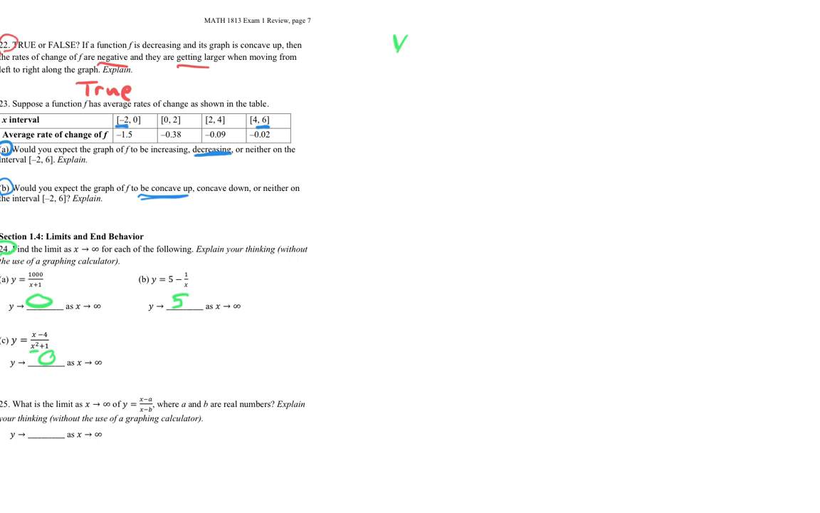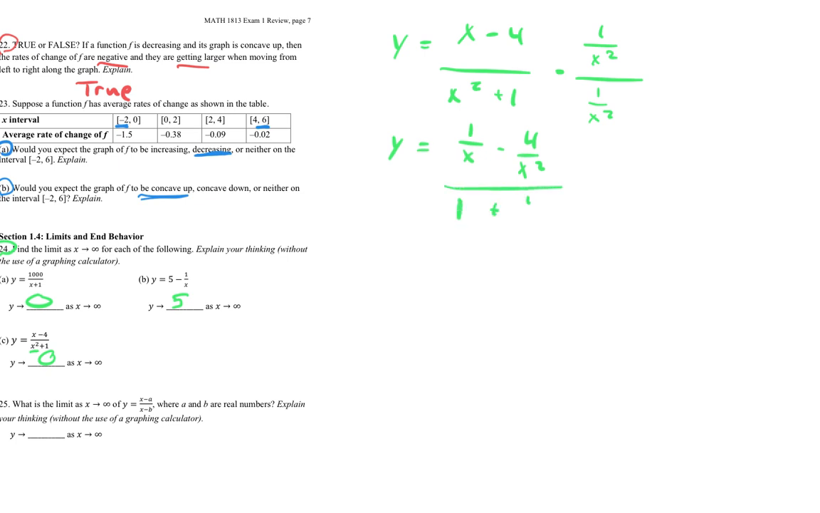So really quickly, y equals x minus 4 over x squared plus 1. What we can do is take each term and divide it by our highest power. So we're going to multiply it by 1 over x squared over 1 over x squared. We're basically multiplying by 1, but we're rewriting everything. So if we do this, we get y equals 1 over x minus 4 over x squared, divided by 1 plus 1 over x squared.